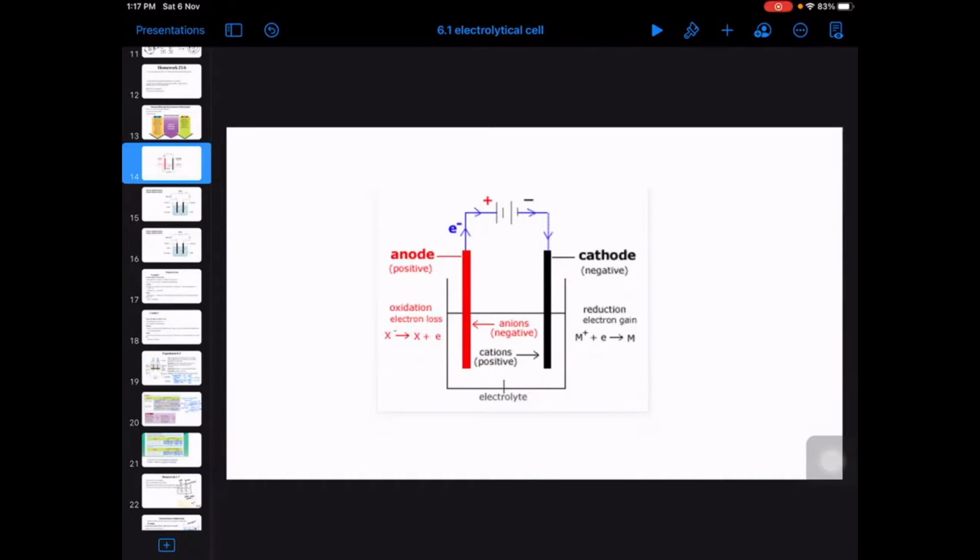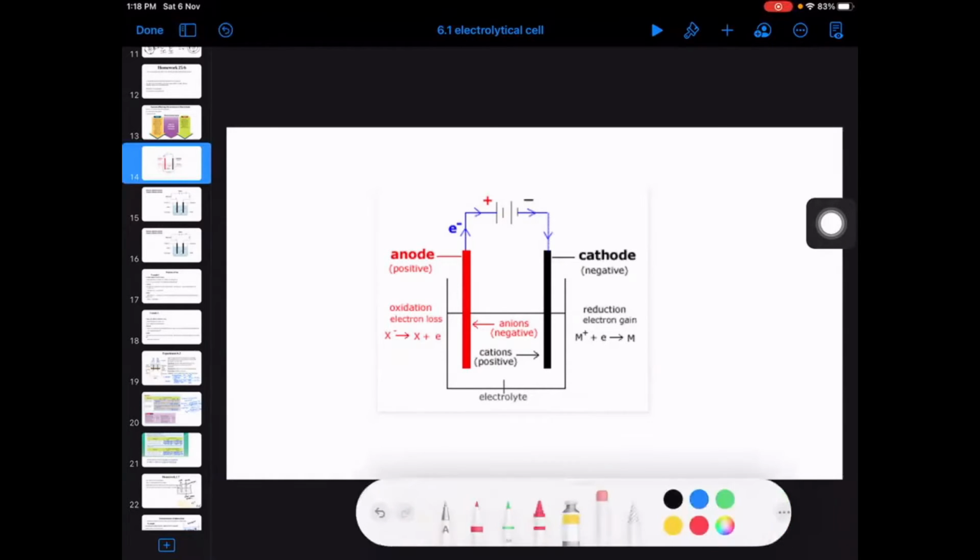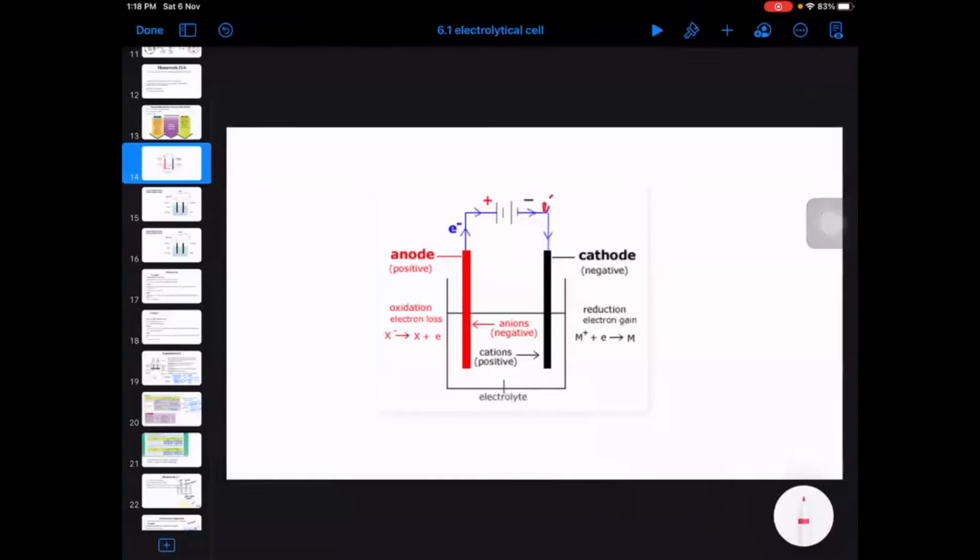The electrolyte must contain ions. Okay, so you have positive and negative ions in the electrolyte. So when you switch on the battery, the electric current will start to flow. When the electric current starts to flow, the electrons coming from the battery will go up from the negative side of the battery. So there are electrons flowing up here, and these electrons will flow to the cathode.